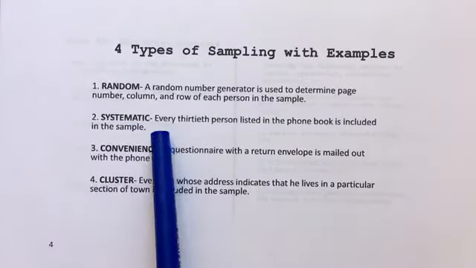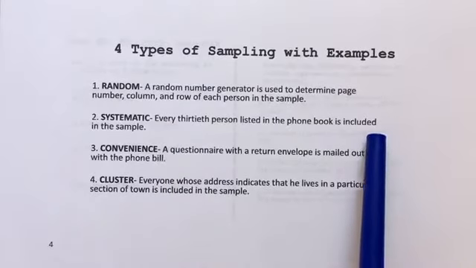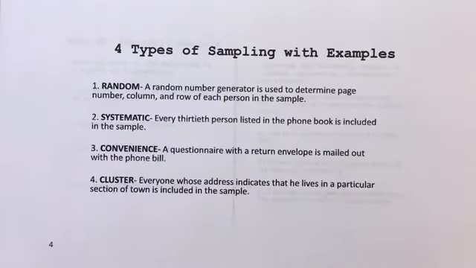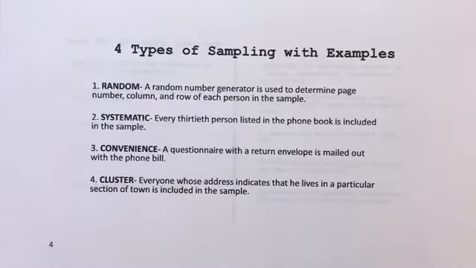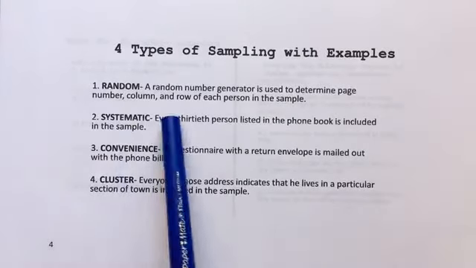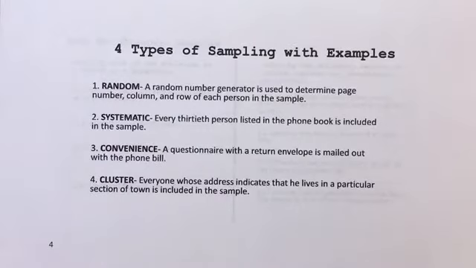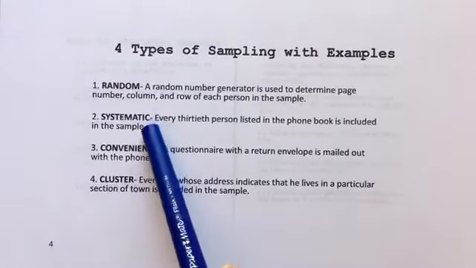Now, systematic means we have a system or a process. So an example would be every 30th person listed in the telephone book is included in the sample. So let's say we want to ask a question, we'll do how often do you go grocery shopping in a week. Then we'd go to a phone book or something, and we would do it systematically. So every 9th person there, we would call them. Every 13th person, or here, every 30th person. So it's a systematic process, not random, not where we're just drawing a number out or picking a random person. There's a system to it.